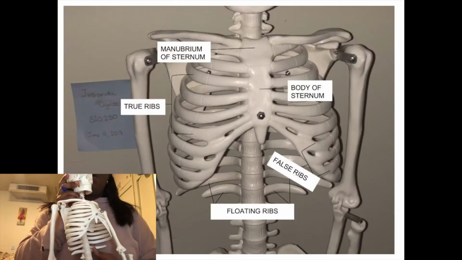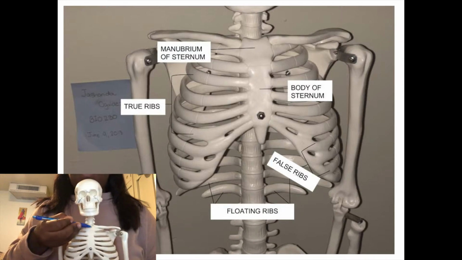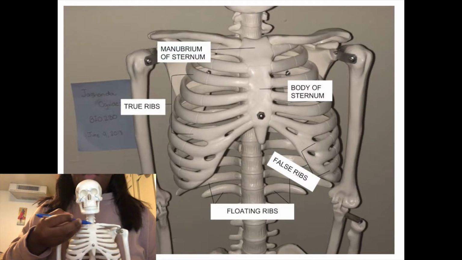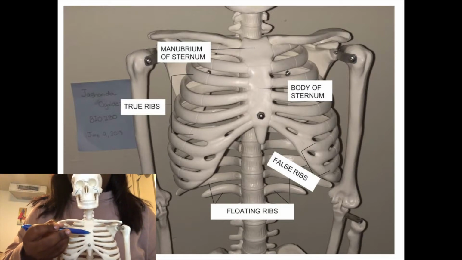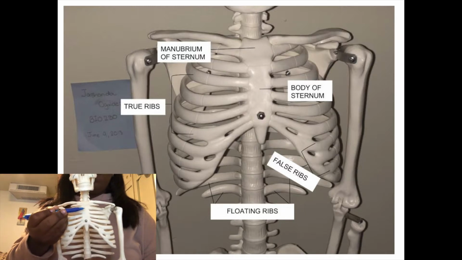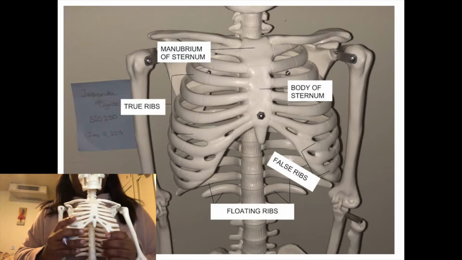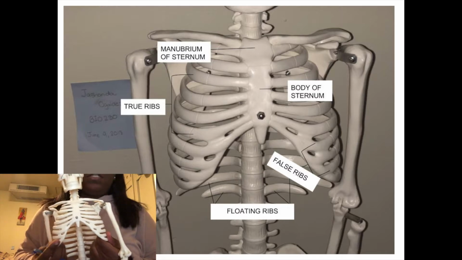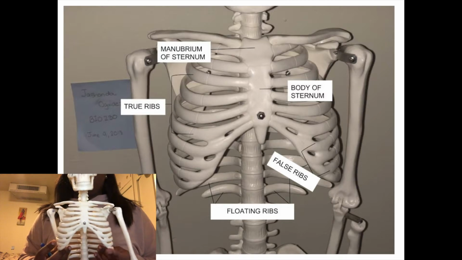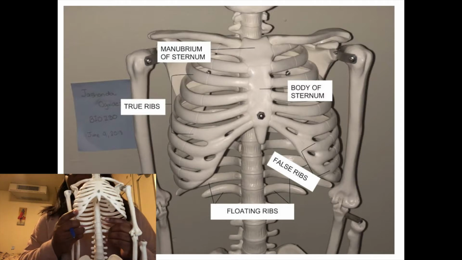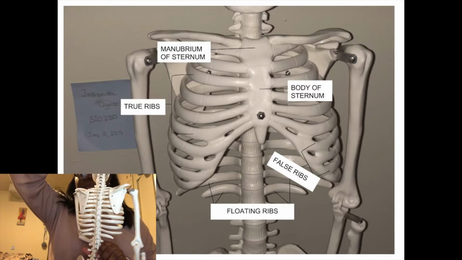Now we're going to move on to the thoracic cage. First, starting off with the manubrium of the sternum. The body of the sternum, right below it, if you can see there's a little line to separate the two. Your true ribs, which are the first 7. Then the pairs of false ribs, which are right here on both sides. And then the floating ribs, we call them floating ribs because they're only attached to the vertebrae.